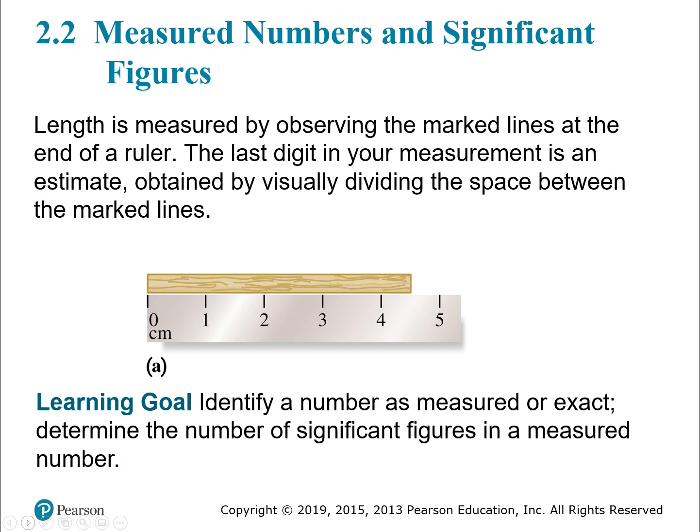Now we're going to talk about measured numbers and significant figures. So a measured number is something that you're going to get by using an instrument like a meter stick or a balance, something like that. So those give you measured numbers. And we're also going to talk about significant figures. So how much can you trust that number?